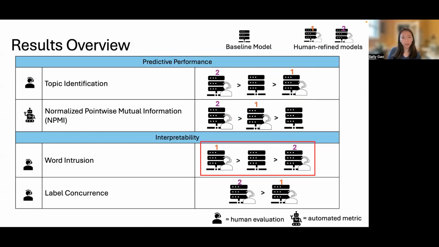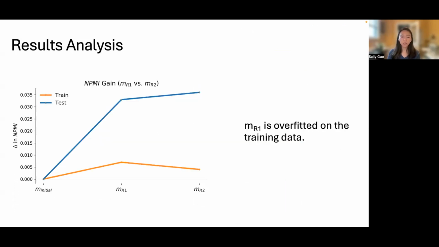We also observed that our word intrusion findings conflict with the other metrics. Here, Model 1 is the winner, whereas Model 2 does worse than the baseline model. To try to explain these conflicting results, we performed a closer analysis of our NPMI data. Our conclusion is that Model 1 was overfitted, meaning that it was closely tailored to fit the training data at the expense of general performance.